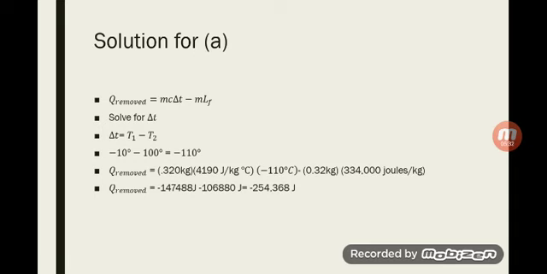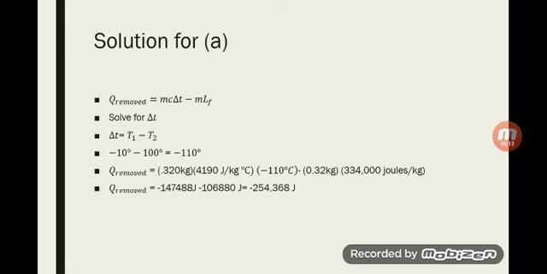Now let's plug it in. 0.320 kg times 4190 joules per kilogram degrees Celsius times negative 110 degrees Celsius, minus 0.32 kg times 334,000 joules per kg. That cancels out kg, and you're left with joules on both sides. If you equate the first one, which is mc change of T, you get negative 147,488 minus 106,880 joules, and you get 254,368.